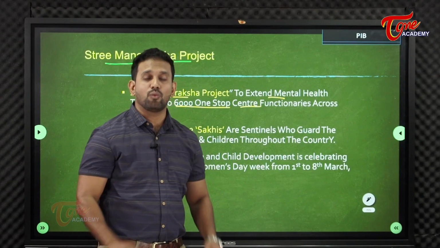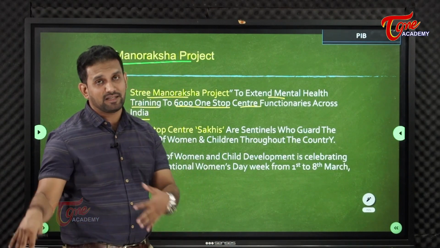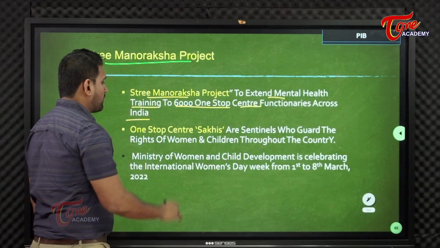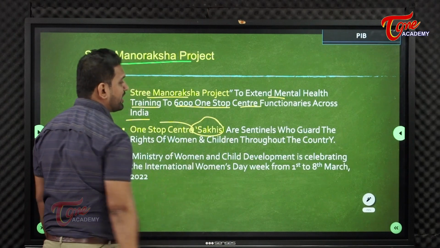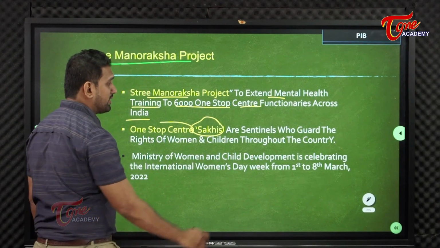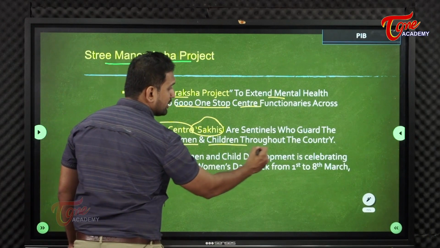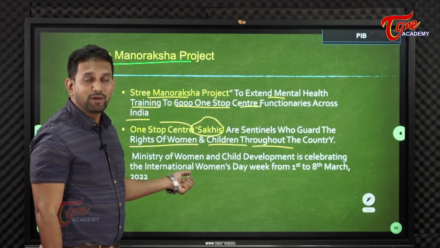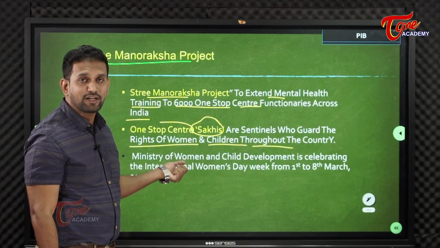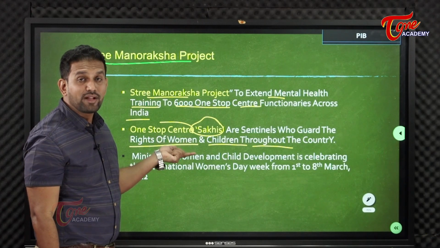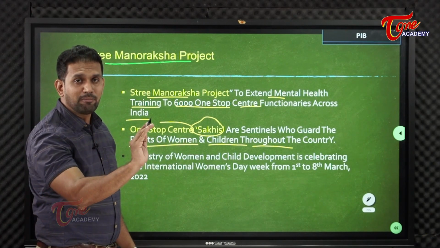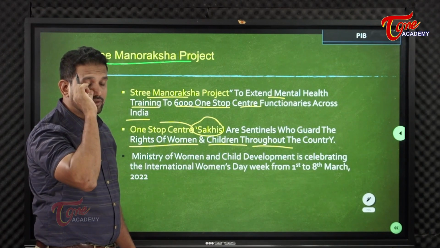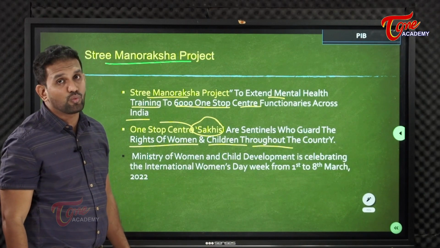You can type on Google 'one-stop center for women' and you will get the nearby one-stop center, which takes care of women and child development. These one-stop centers are called Sakhis in Hindi. Sakhis are the sentinels who guard the rights of women and children throughout the country. If any woman is facing sexual harassment, teasing or stalking, this is a one-stop center. It is not dedicated only to mental health or only to security; it also covers education and your other problems. You can get assistance for everything from this one-stop center.